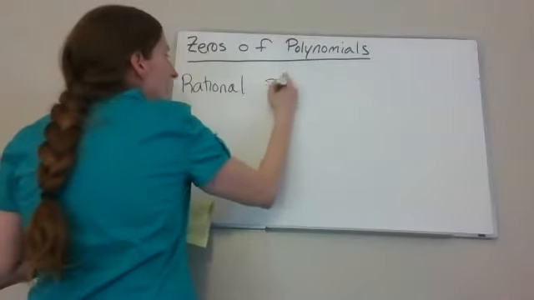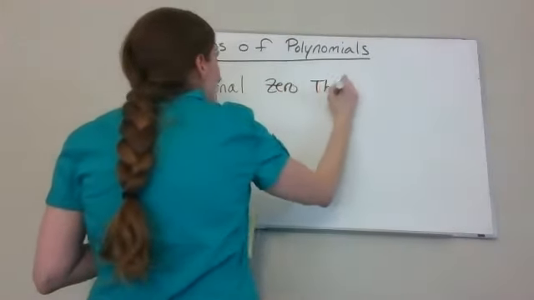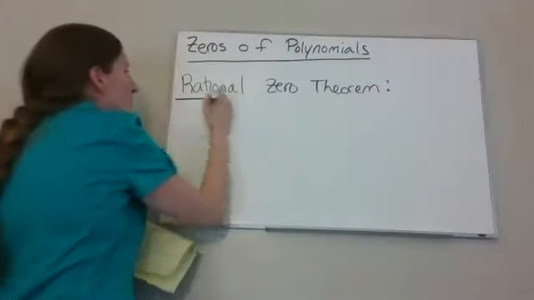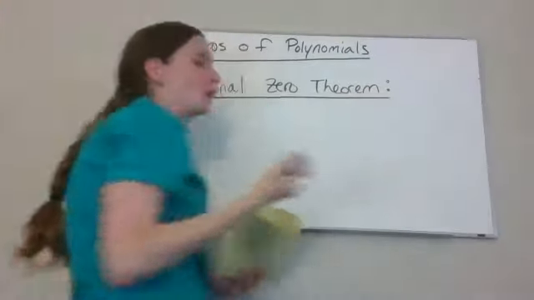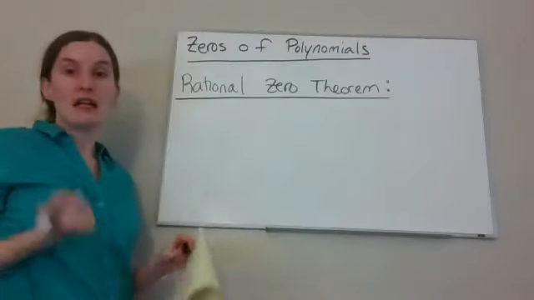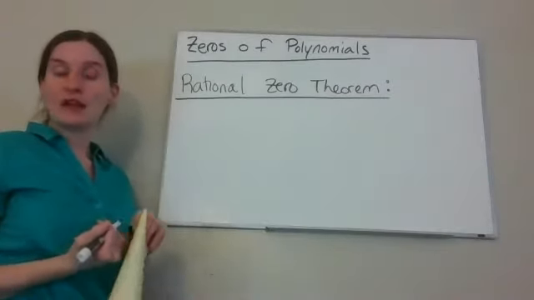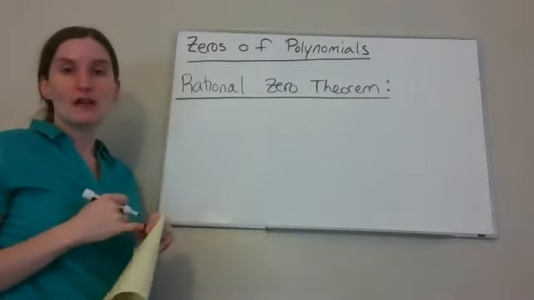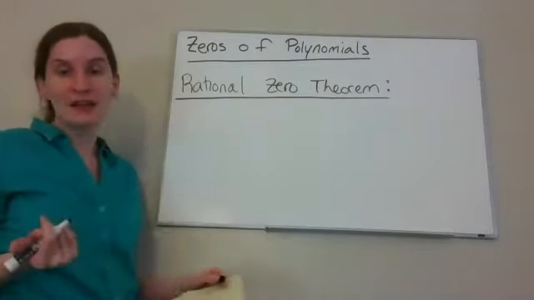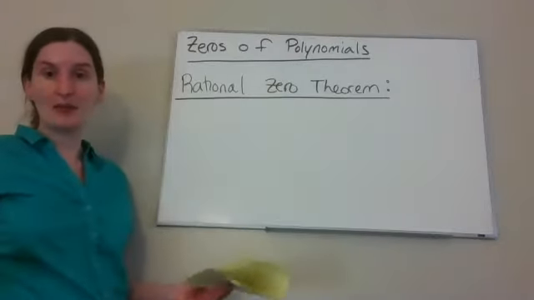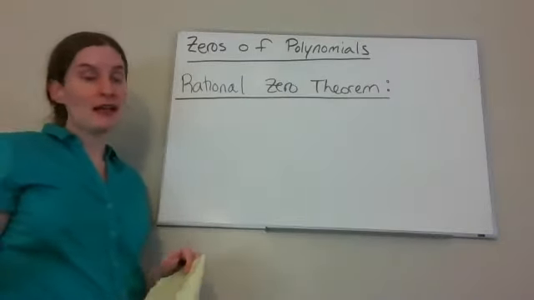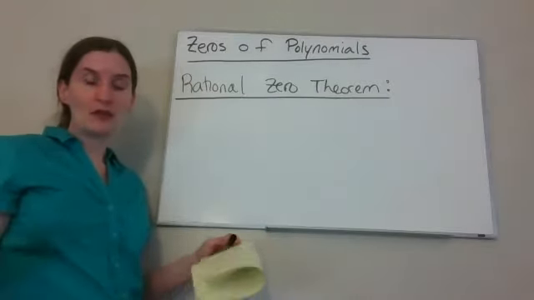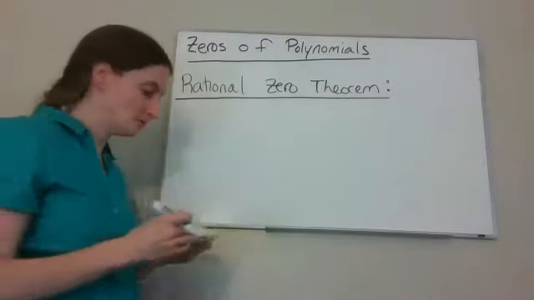So the rational zero theorem tells us about what the possible rational number zeros for a polynomial could be. Now remember, a rational number is one that can be expressed as a fraction. It's a ratio of integers. So it's not something like pi, that's an irrational number. It can't be written as a fraction. But anything that can be written as a fraction, not complex numbers, just integer over integer.